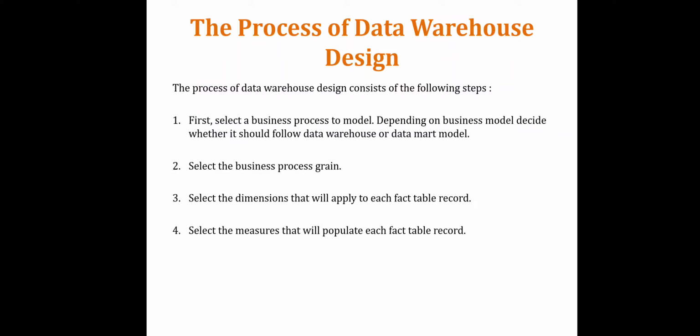Then the next thing is to select the dimensions that apply to each fact table record. Now, in the second step we found the attributes or content which are necessary for our fact table, and with that fact table we now have to select the dimensions according to that fact table. So that dimension will apply to each fact table record.